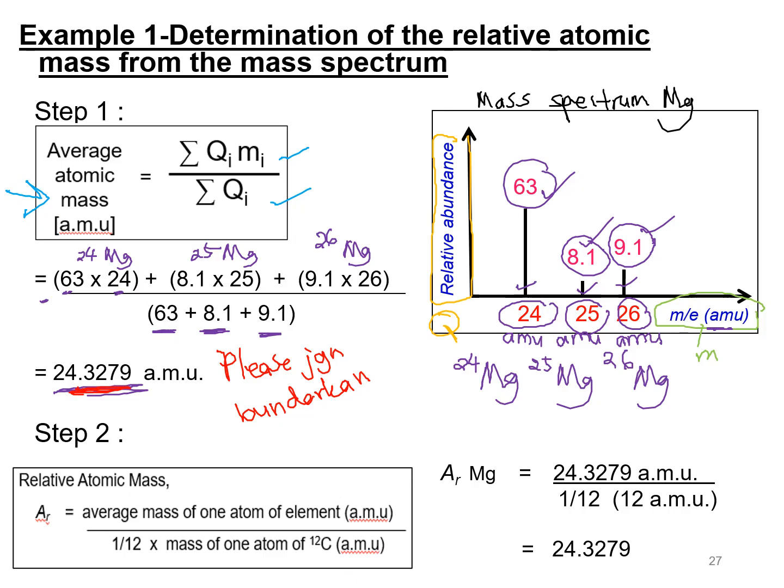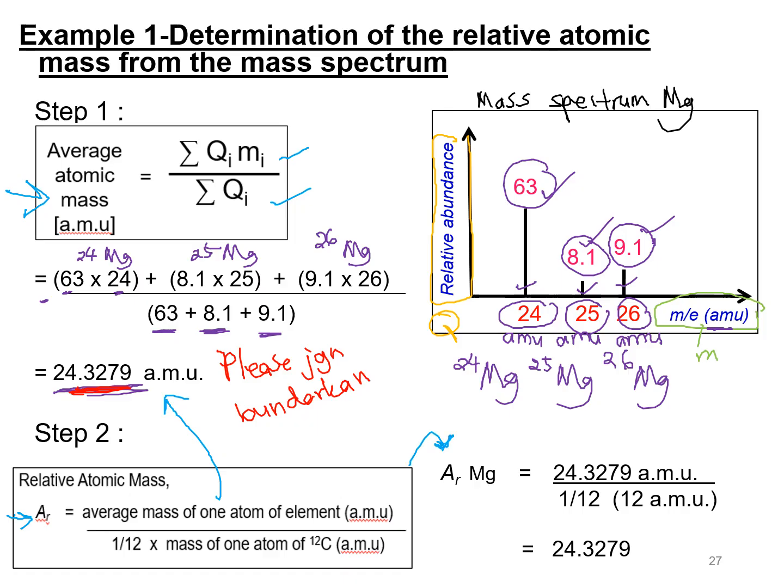Lepas tu apa yang kamu kena buat? The next step is nak kira relative atomic mass kan. So relative atomic mass is actually AR equals to average mass of one atom of element, yang ni kita dah kira tadi lah, this one, bagikan dengan 1/12 kalikan dengan mass of one carbon-12 atom. So di sinilah dia punya calculation.